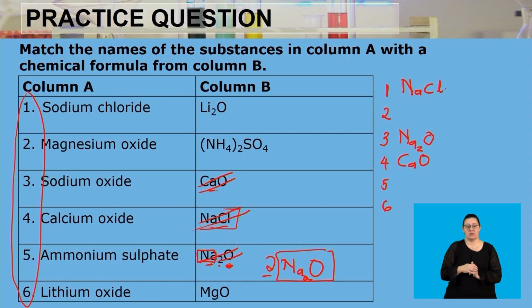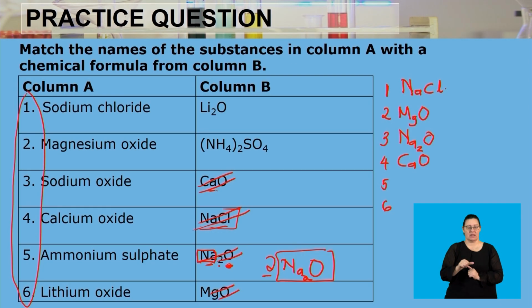Our next one, MgO. We know that Mg is magnesium, which is a metal, and then O is oxygen. So again, a metal plus an oxygen reacting to form a metal oxide. And that is going to be our magnesium oxide. So that is number 2. Capital letter M, small letter G, capital letter O. So that is dealt with.